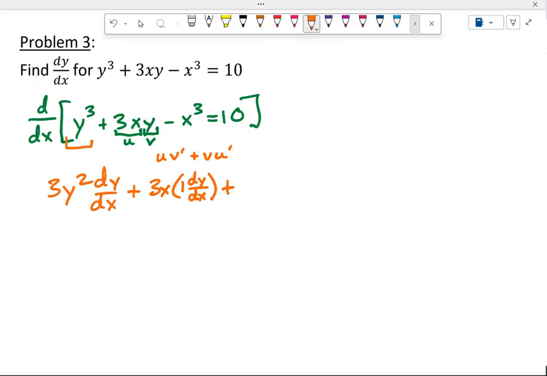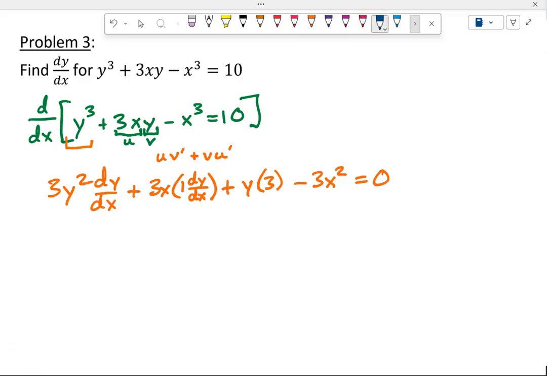Plus, what's my v? y times, what's my u prime? 3 times, technically a dx over dx. Do we need to write it, guys? I think we're fine, okay? Minus, and now we're on to the x cubed. What's the derivative of x cubed? 3x squared dx over dx equals 0. All right. That is our derivative. That's a differentiation. You need to isolate the dy dx's. Try it. Try isolating, getting the dy dx by itself.